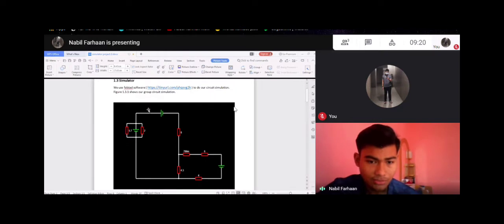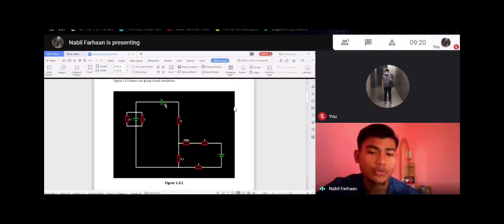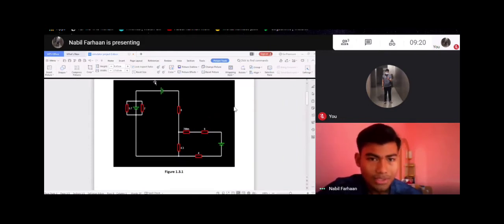As you can see, for this project, we are using a combination of a parallel circuit and a series circuit that is supplied with three different sources, which is 5 volt sources, 3 volt sources, and 10 volt sources. We decided to use 3 different loops for this project. This is the first loop, this is the second loop, and this is the last loop, the third loop.